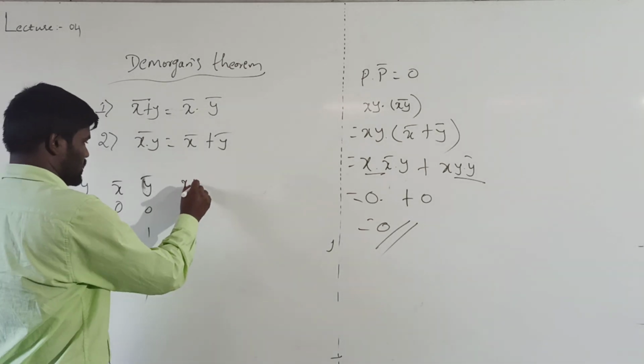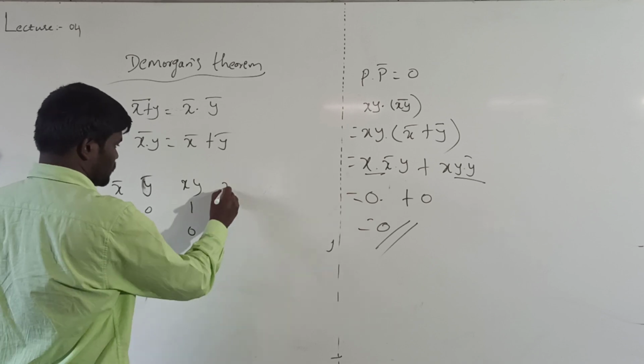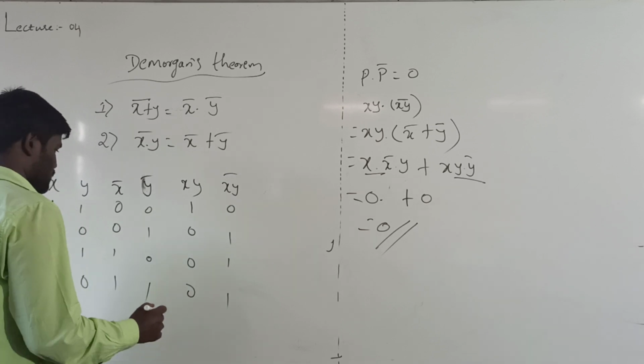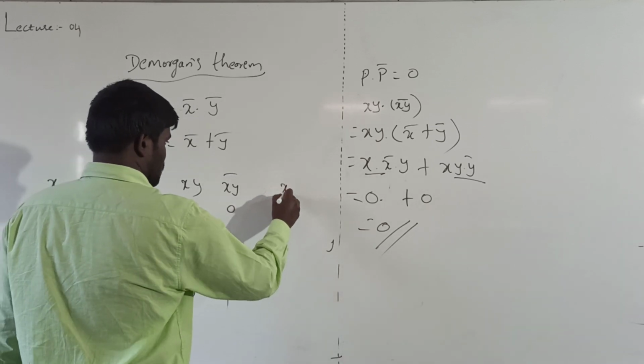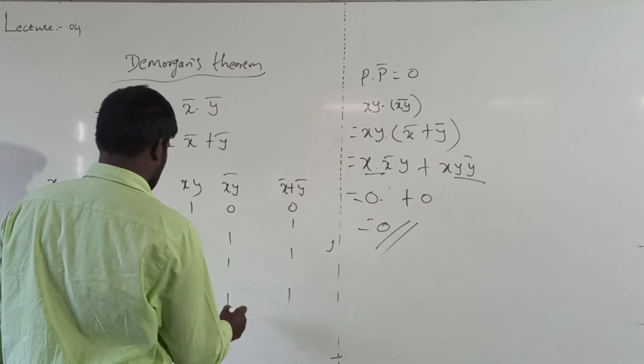First you can prove x into y: 1 into 1 is 1, then 1, 0, 0. X into y whole bar means 0, 1, 1, 1. Finally, x bar plus y bar gives 0, 1, 1, 1. See here.